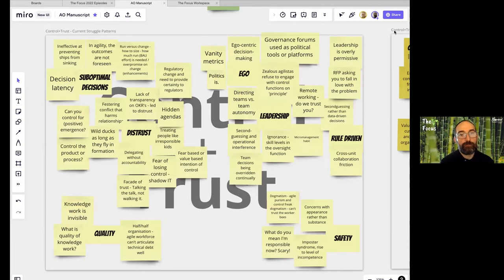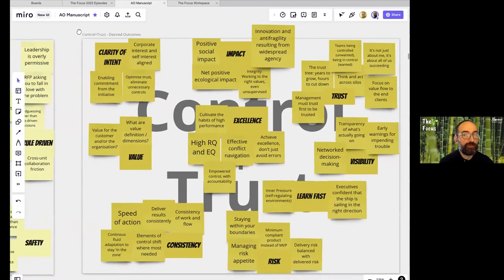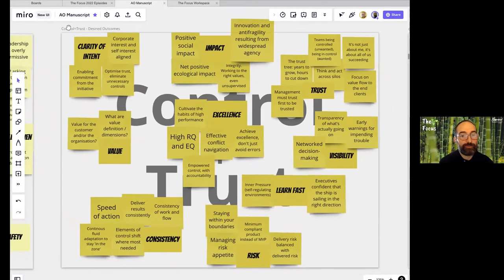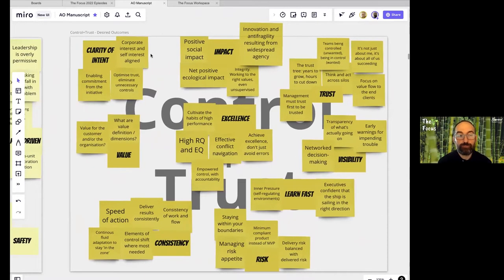Now, the next topic area is around the desired outcomes. What would happen if we had more trust, less overburdening control and more trust? Aldo. And that's usually put in contrast to the number one panel.